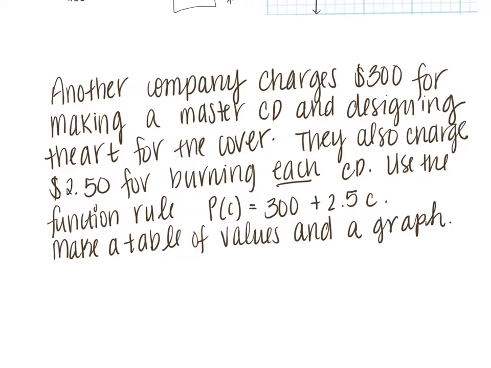This problem states that another company charges $300 for making a master CD and designing the art for the cover. They also charge $2.50 for burning each CD. Use the function rule, P of C equals 300 plus 2.5C, and make a table of values and a graph. You're going to do the exact same thing I just did, but on your paper and your graph paper. Make sure you have these when you come to class tomorrow.